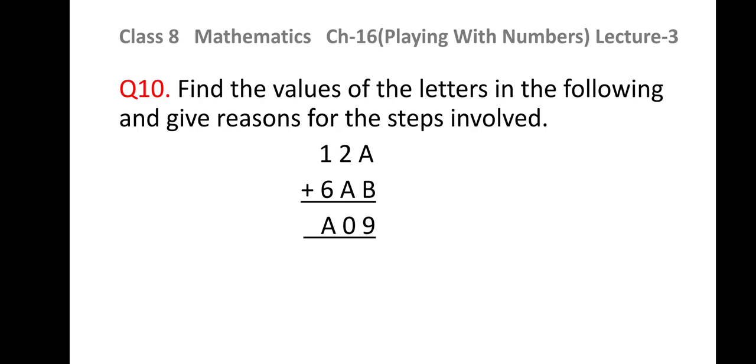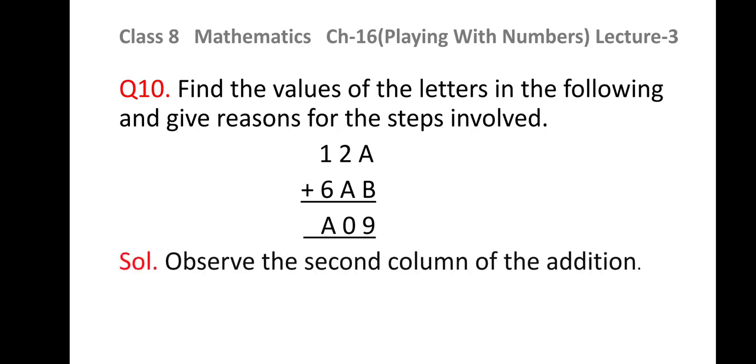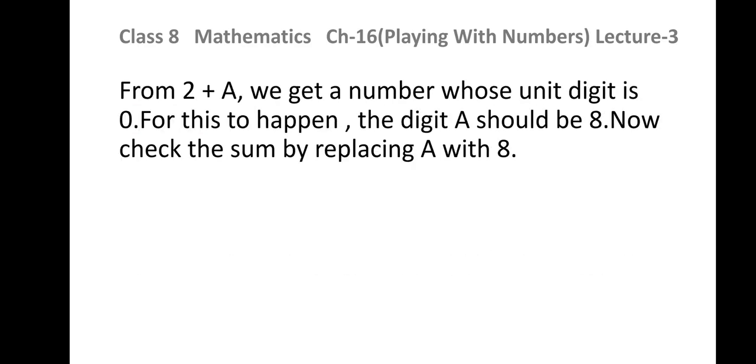Now, as I told you, it is not mandatory that every time you look at the unit column. If I take the middle column in this case, 2 plus a should give me 0. And I think it is also clear to you now, if I take a as 8, then 8 plus 2 will give you 10. So let us see whether this assumption is correct or not. Observe the second column of the addition. From 2 plus a, we get a number whose unit digit is 8. For this to happen, the digit a should be 8, as I told you. So, checking the sum by replacing a with 8.